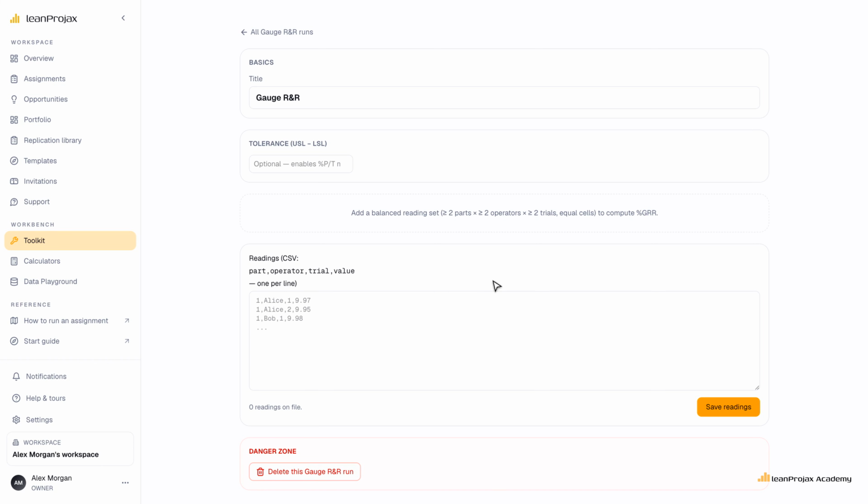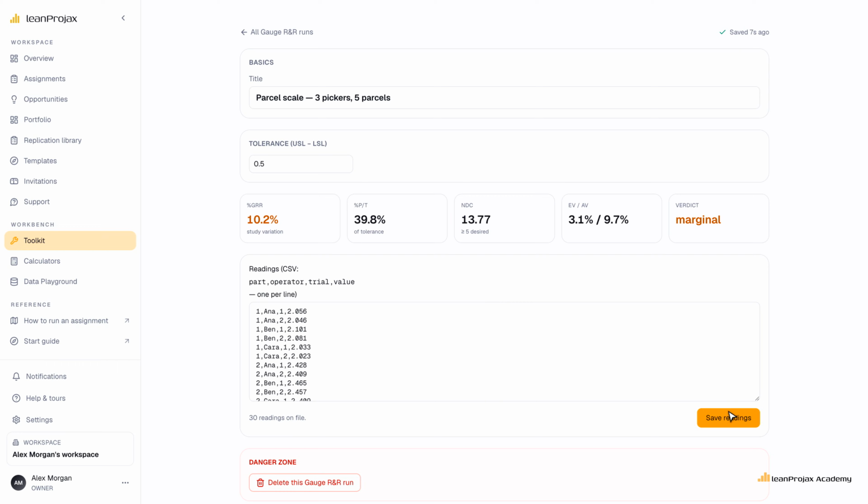Here's the study. A warehouse scale. 3 pickers, Anna, Ben, and Kara, 5 parcels, each weighed twice. 30 readings, and the format is 1 line each. Part, operator, trial, value. Tolerance goes in first. 0.5 kilograms. The width of the acceptable window. It's optional, but it unlocks a second verdict, and in a moment you'll see exactly why you want it. Save readings. 30 readings on file.